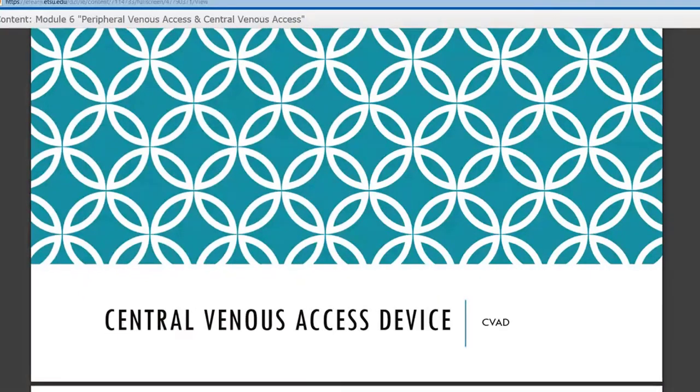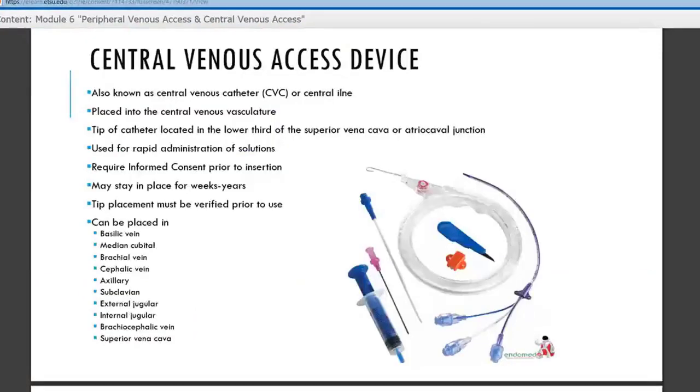So now we're going to move on to central venous access devices. Central venous access devices are what we call central lines. These are also placed into the central venous vasculature. The tip is typically located in the lower third of the superior vena cava or the atriocaval junction. So the tip typically lies in the same place as what the peripherally inserted central catheter is. They are used for rapid administration of solutions.